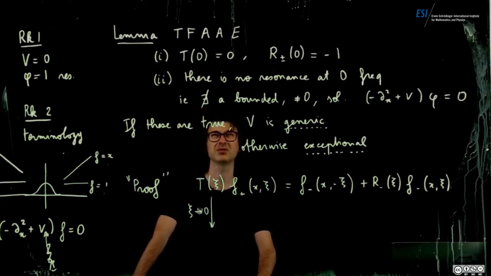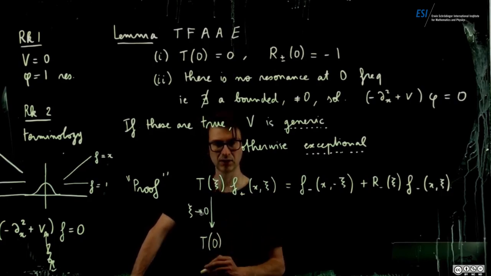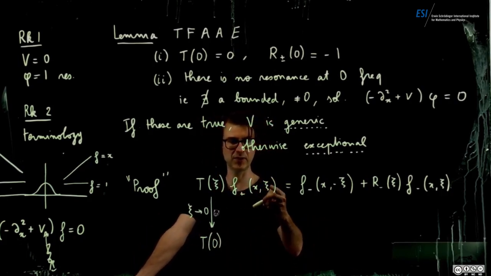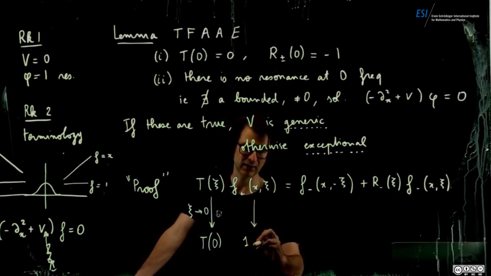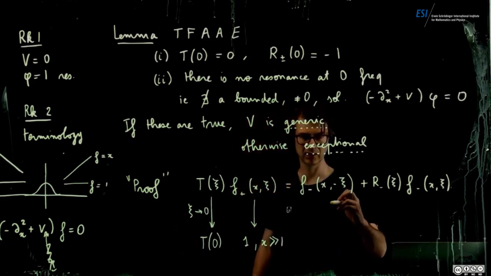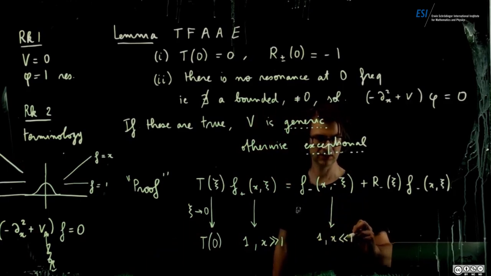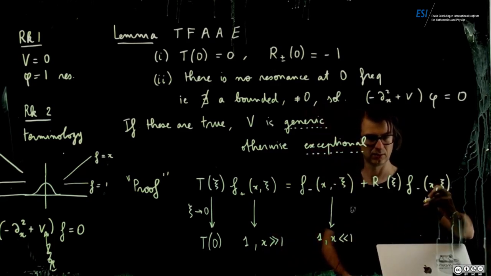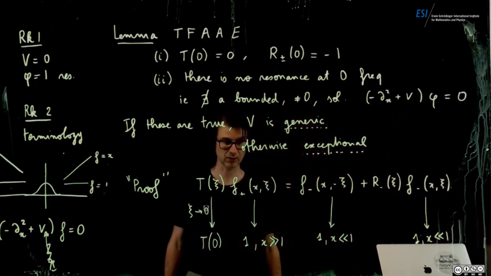okay, so which one do we want to assume? So T(ξ) goes to T(0), that's for sure. f₊(x, ξ) goes to one, at least for x much bigger than one. And this also goes to one for x much less than one. And same here. That's just by definition of the Jost solutions.